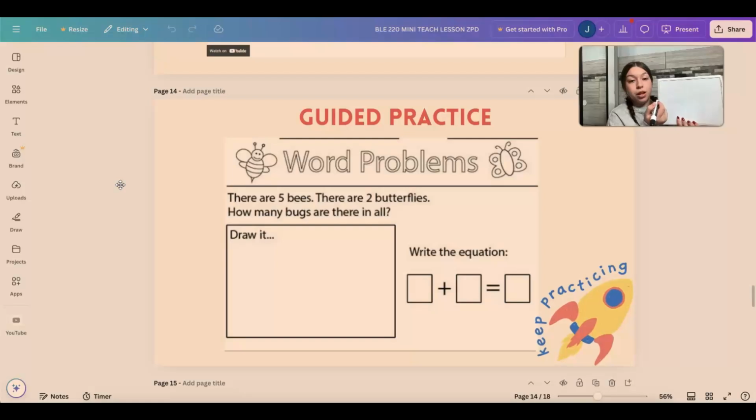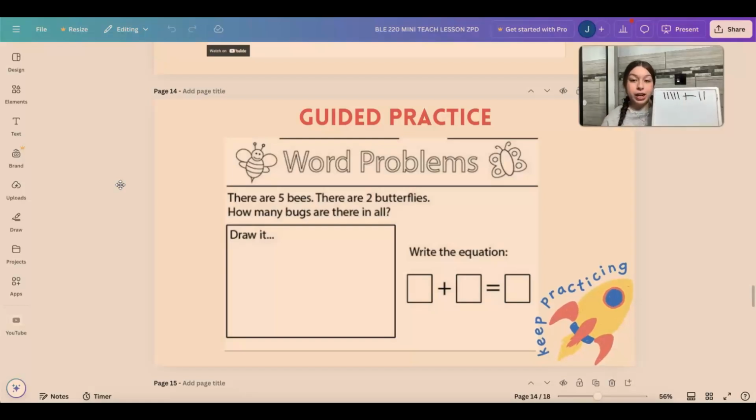Okay, so it says that we have 5 bees. I'm gonna work with tally marks. It's easier for me. So let's go ahead and draw 5 tally marks. So 1, 2, 3, 4, 5. Perfect. And then let's do 2 butterflies. Before we do our 2 butterflies, what was our symbol again? Good job, a plus, which looks like almost like a T. Perfect. And then now let's go ahead and do the 2 butterflies. So we'll do 1, 2.